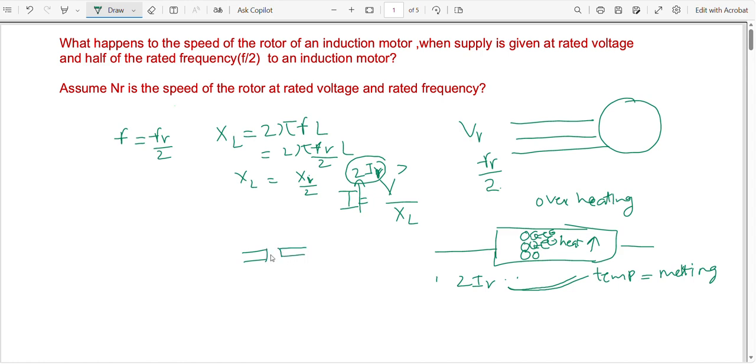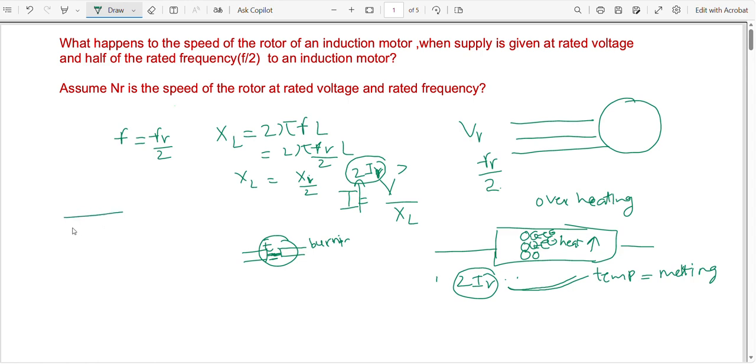When it gets open circuited, there is an electric field here. It will ionize the air gap in this region. So a spark is developed here. This spark will burn the windings. And we can say that whenever the current is increased by 2 times, this happens. There is another case also.